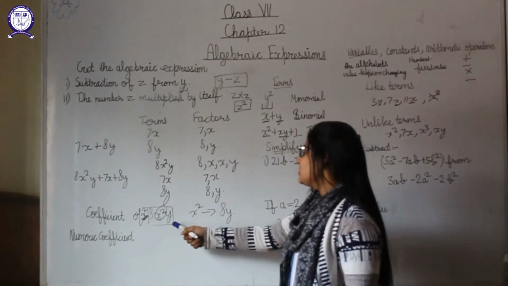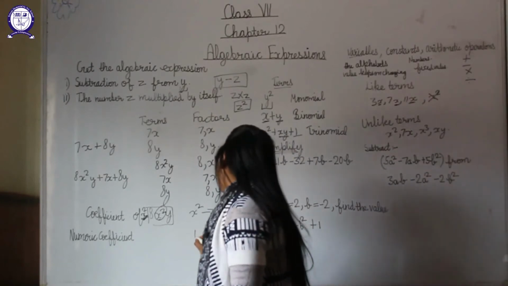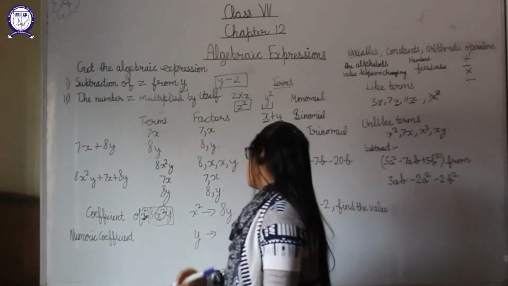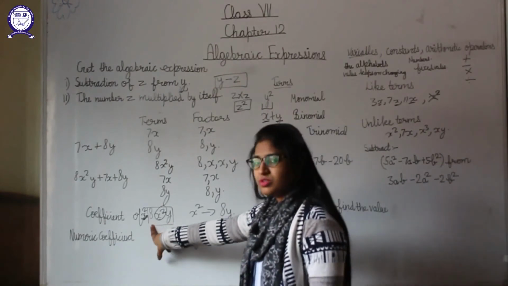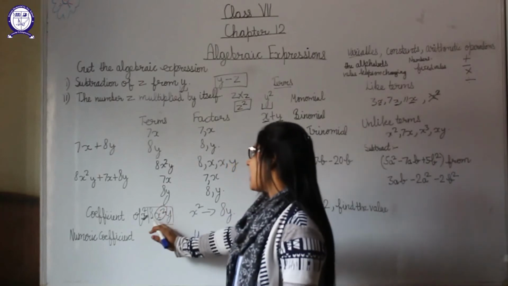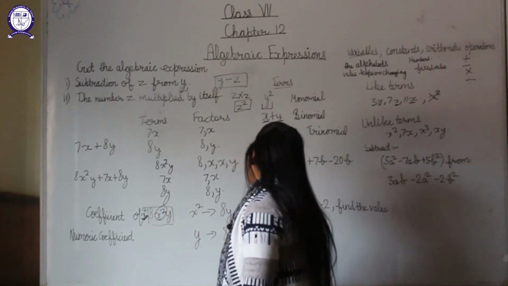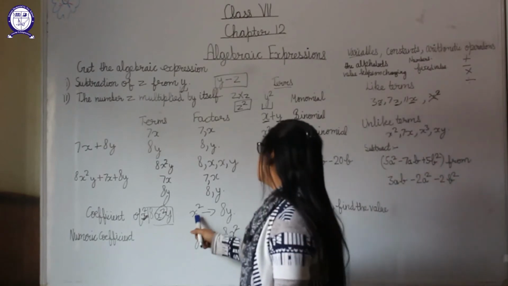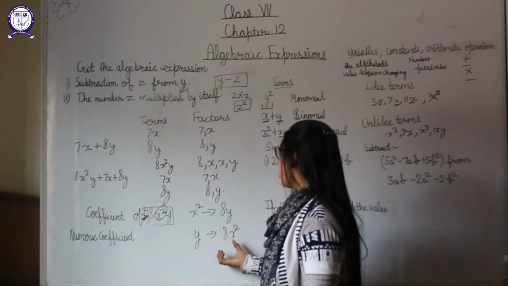Now suppose in this same term we are talking about the coefficient of y, then what we have to do in this term, students, we have to leave y. Okay, and what is left? 8x square is left, so 8x square will be the coefficient of y. Okay, like this we can tell about the coefficients.